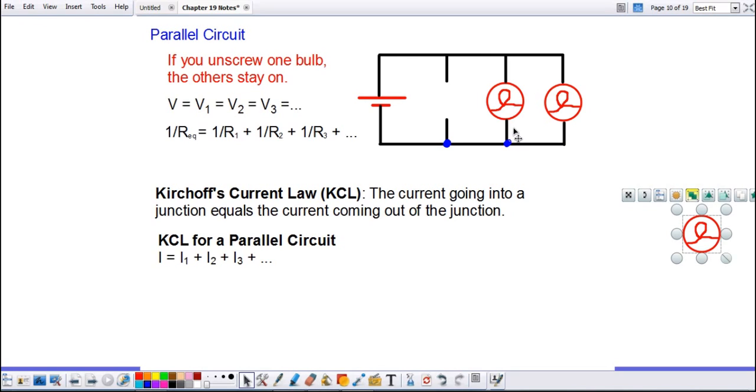The reason is they're still connected to the potential difference. Still connected to the negative terminal, still connected to the positive terminal at the top. And the third one as well, connected to the negative terminal along the bottom and the positive terminal along the top. So they're still connected to the potential difference, and therefore the current can still go through.